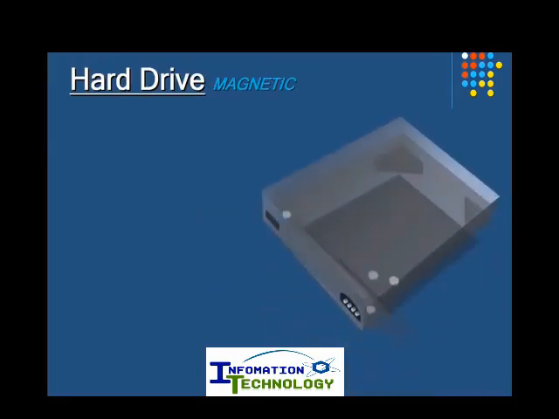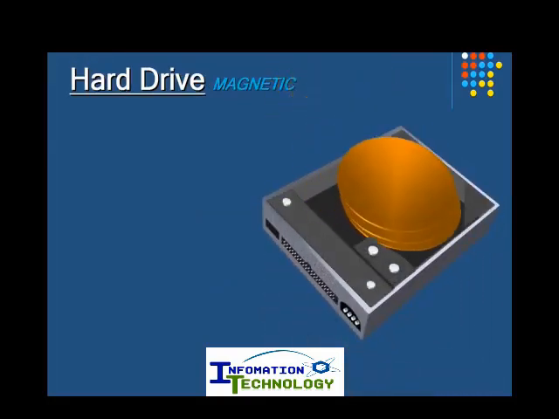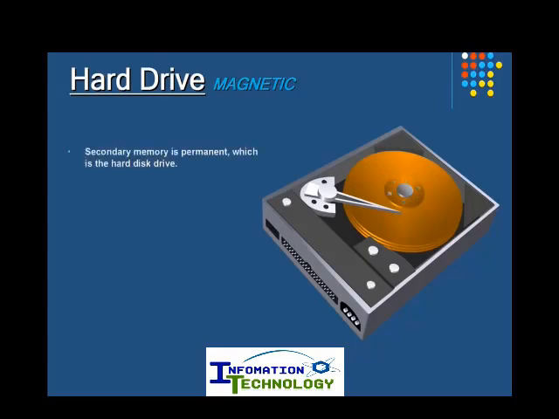A computer has basically two different types of memory, primary memory and secondary memory. Primary memory is temporary, which we'll talk about later. Secondary memory is permanent, and this deals with the hard disk drive.